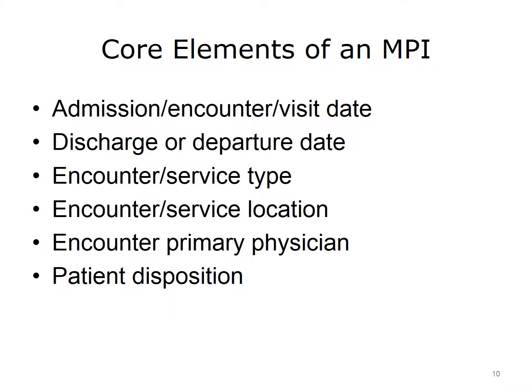Slide 10. More core elements of an MPI, according to AHIMA 2010b, September, are address. Address or location of patient's residence. Components include the street address, other designation, for example, apartment number, city, state, province, zip or postal code, country, and type of address, for example, permanent, mailing. Telephone number. Telephone number at which that patient can be contacted. This may be a home or business telephone number or the telephone number of a friend, neighbor, or relative.